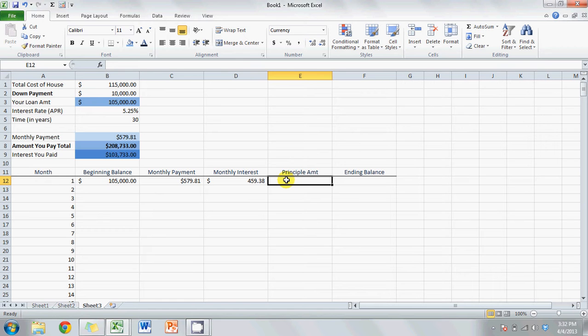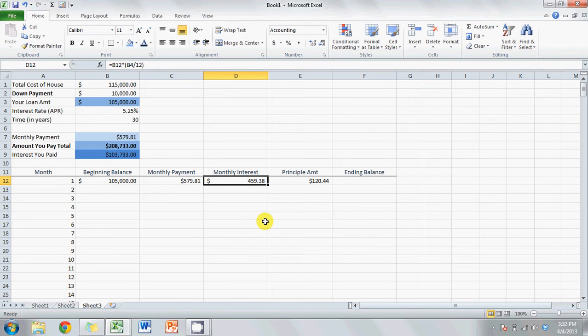So we're going to take the monthly payment, subtract the interest, which will get you what's left over. So you can see that you only paid $120 off your total loan amount, your principal loan amount, and you paid the banks $459 in interest. So that's money in their pockets.